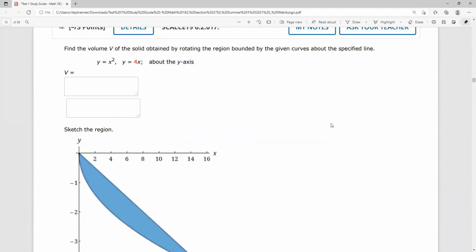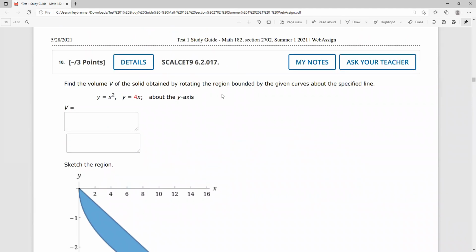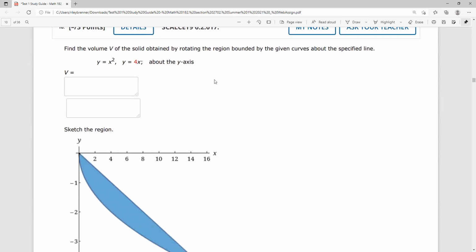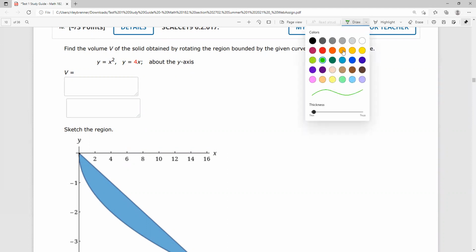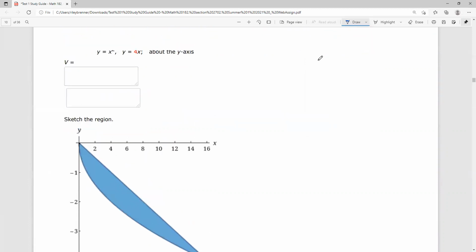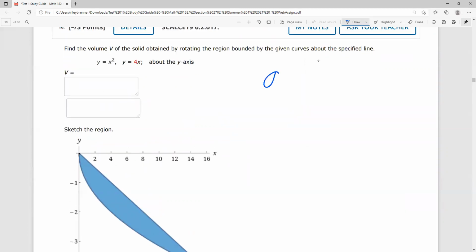We have to start rotating. Okay, so number 10 is find the volume of the solid obtained by rotating the region bounded by the given curves about the specified line. Okay, so here are the curves. We're rotating about the y-axis. So real quick, if we're rotating about the y-axis, that should give you an immediate hint at what our d variable will be. What are we integrating with respect to if it's the y-axis?